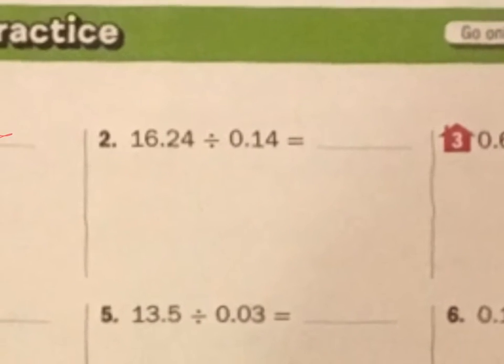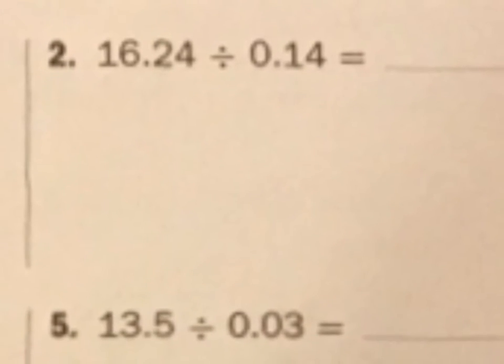Number 2. I'm going to do this one also. I have 16.24 divided by 0.14. Get this to a whole number. I go 1, 2 over. And I go 1, 2, and up. So it's 1,624 divided by 14.